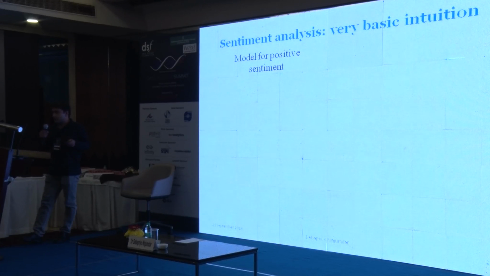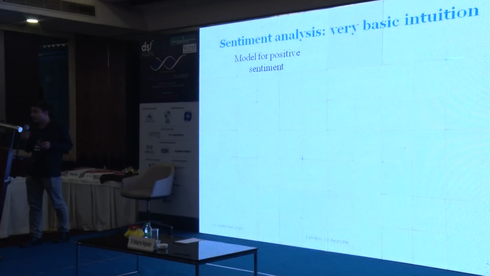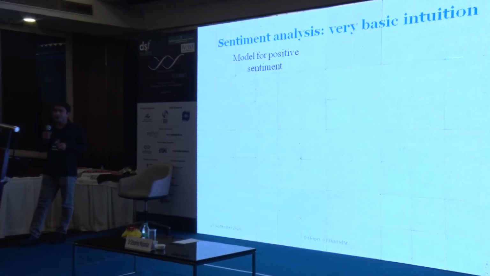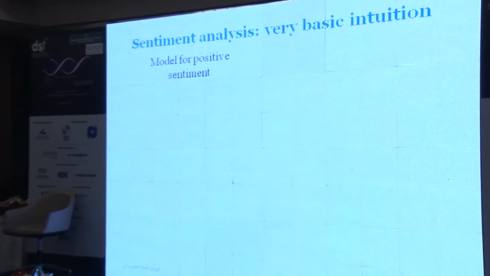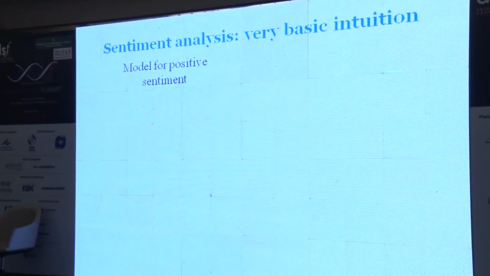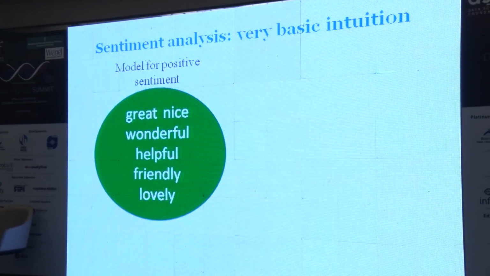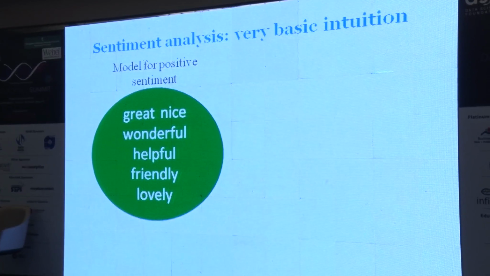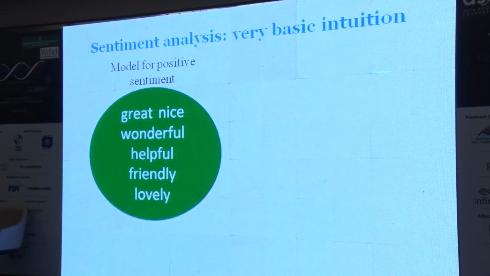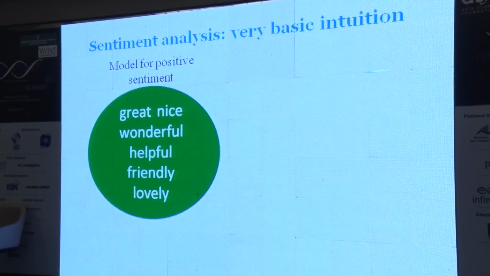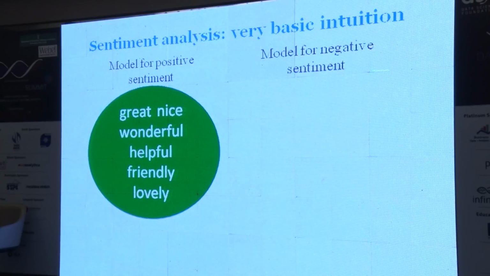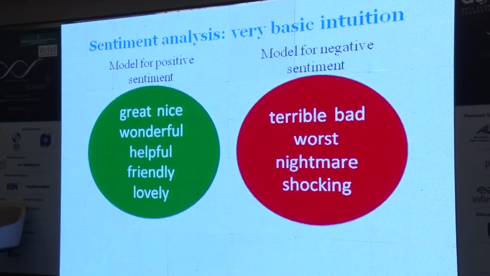Now, this is not going to be technical, but since we're talking about sentiment analysis, let me give a very brief intuition about how it works. Basically, the tools work by finding out what kind of words are present. For example, from existing data, a model for positive sentiment would look something like this, with these nice, good words, and a model for negative sentiment would look something like this. It's not as simple as this, but in a very simple way, it would look like this.